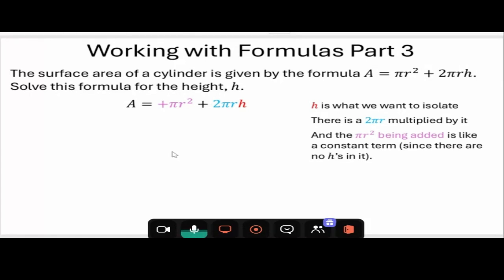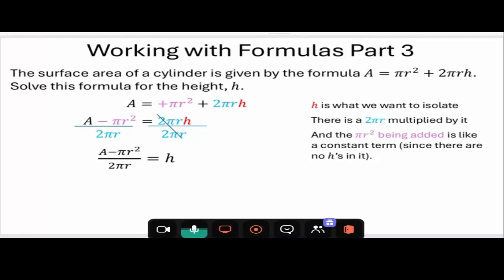So that added pi r squared on the right becomes a subtracted pi r squared on the left. But meanwhile, this multiplied 2 pi r, we get rid of that not with subtracting, but with dividing. So I'm going to divide the entire right side by 2 pi r, which means I have to do the same thing to the entire left side. Why did I do that? Because that just cancels out completely on the right, leaving behind h, which is our whole goal.